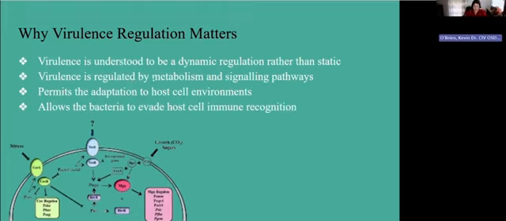It's regulated by metabolism and signaling pathways, and later you'll see that there are multiple sensors and gene regulation through operons and repressors that will be expressed or repressed given certain environmental conditions that might or might not be advantageous. Virulence permits adaptation to host cell environments and allows the bacteria to evade host immune recognition.